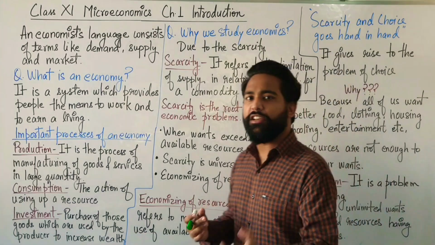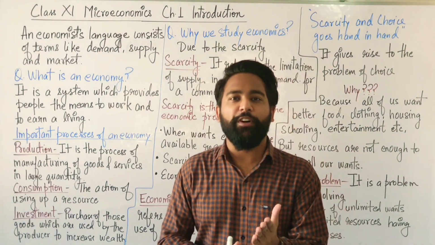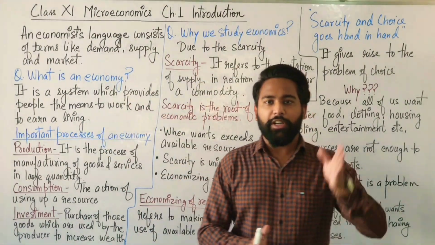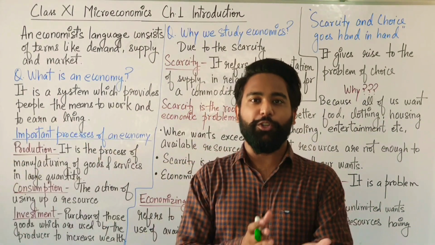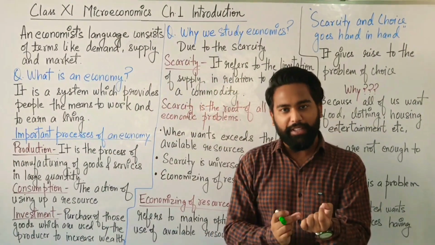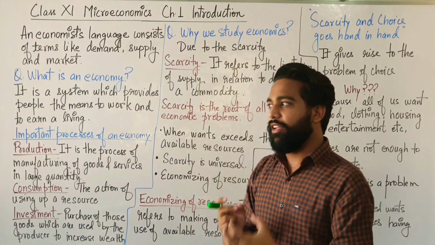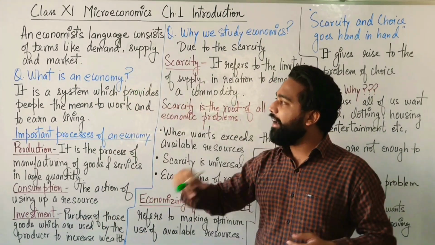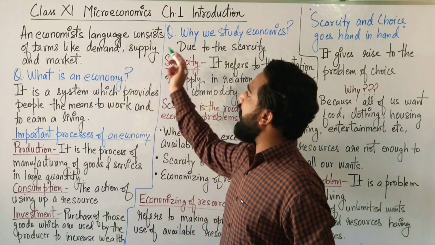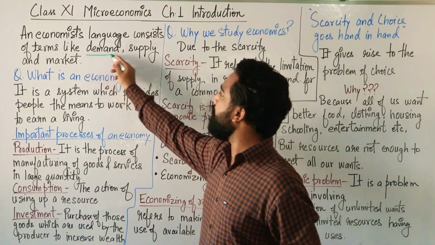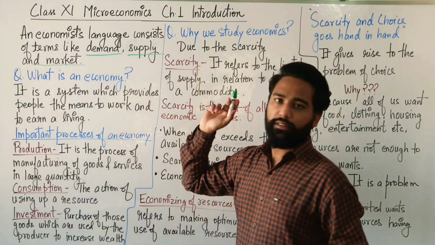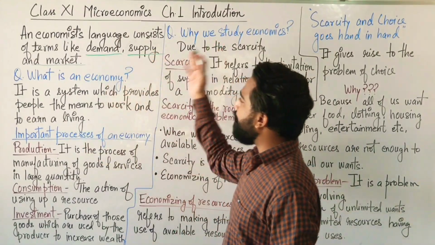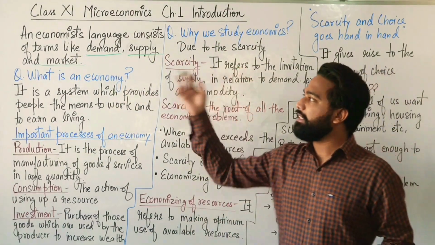As you all know, a teacher is always telling you to do your homework, do the assignment, attend the class. Likewise, your mother asks you to clean your room, clean the table, wash your clothes. Likewise, an economist, the person who studies the economy, always talks about demand, supply and market. An economist's language consists of terms like demand, supply and market. The basic three things which you will cover in your microeconomics will be demand, supply and market only.